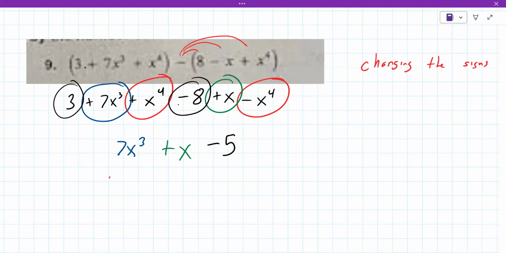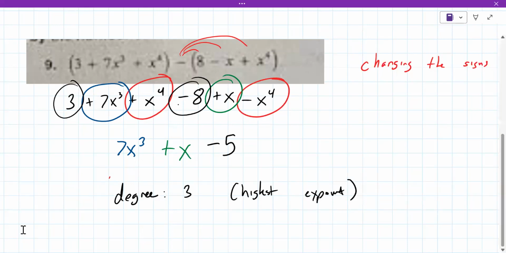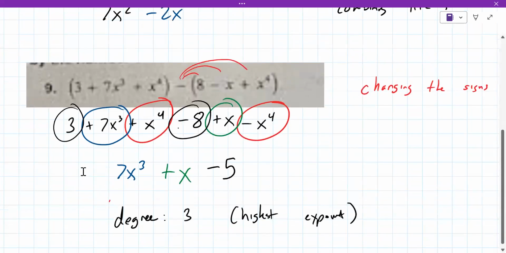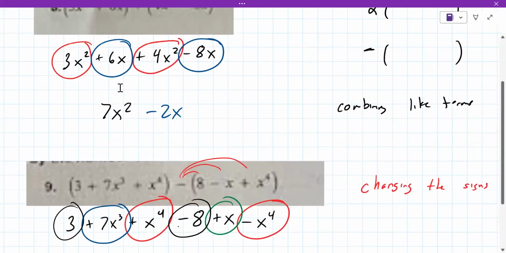All right, now I did omit some other things here. It says to identify the degree of the polynomial. So we'll do that for this one. The degree is 3. The reason it's 3 is it's the highest exponent. So if we go back to the previous problem, what would be the degree of this one on the previous? 2. Power of 2.